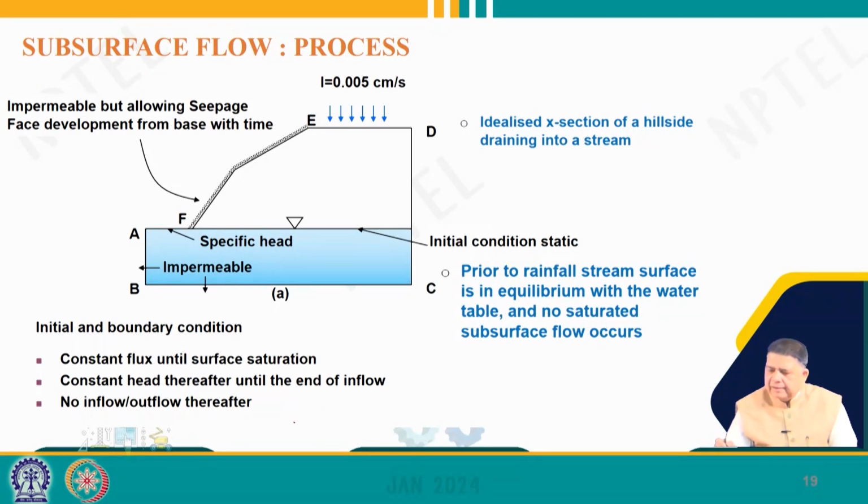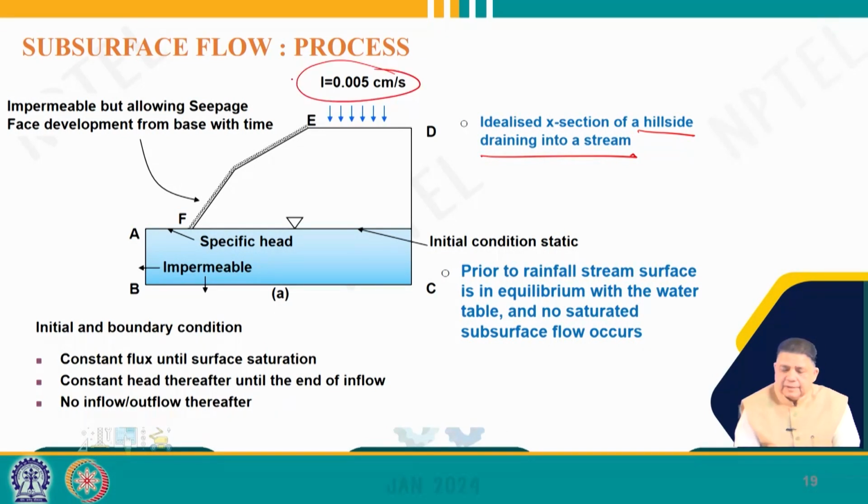Now, this is just an idealized cross section of a hillside draining into a stream, and this is such that on this surface there is a flux of 0.005 centimeter per second, and this side is impermeable but allowing seepage force development from the base with time, and the initial condition is static, that is, prior to rainfall the stream surface is in equilibrium with the water table and no saturated subsurface flow occurs. So, there is no saturated flow.